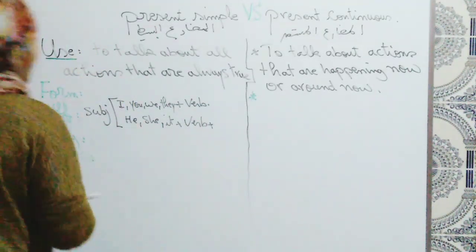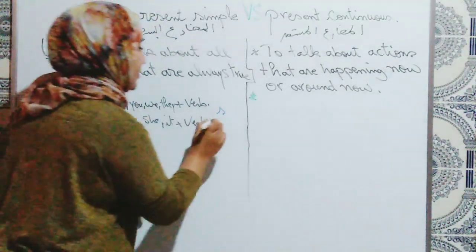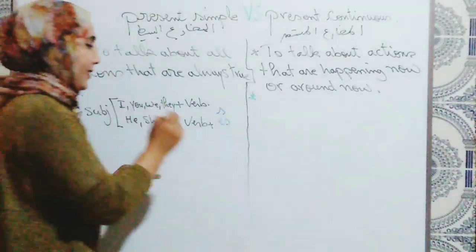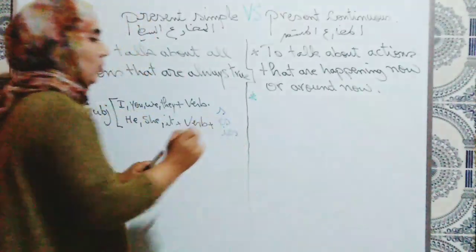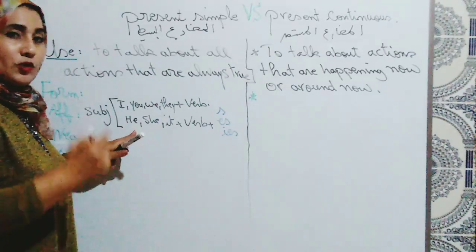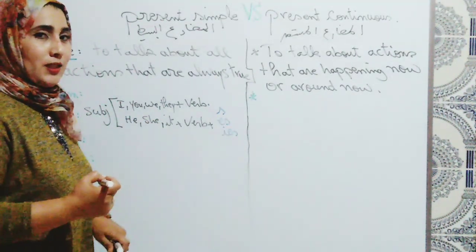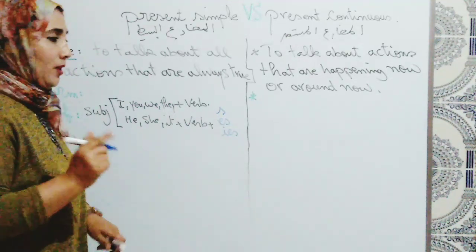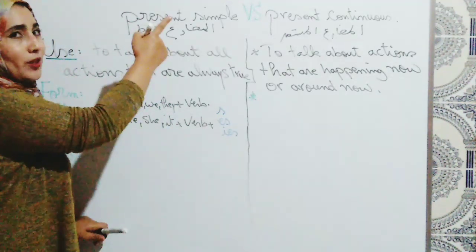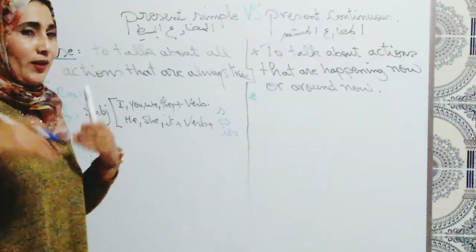So here we add s or es or ies. Okay? So for these three pronouns, which is the third person singular, we add one of these endings to the verb. Please, for more details, you check the present simple lesson to get it well and memorize it well.